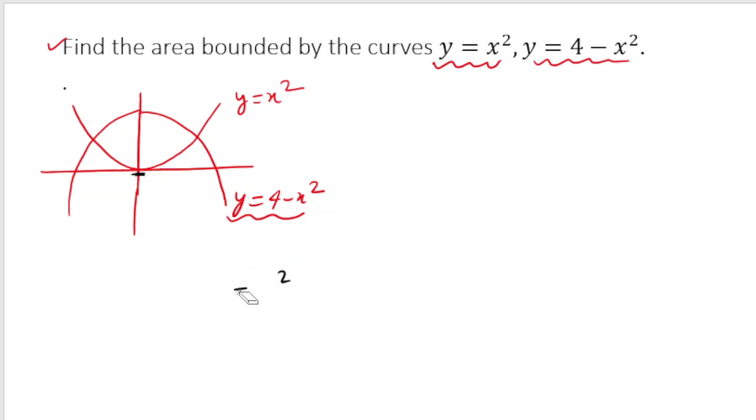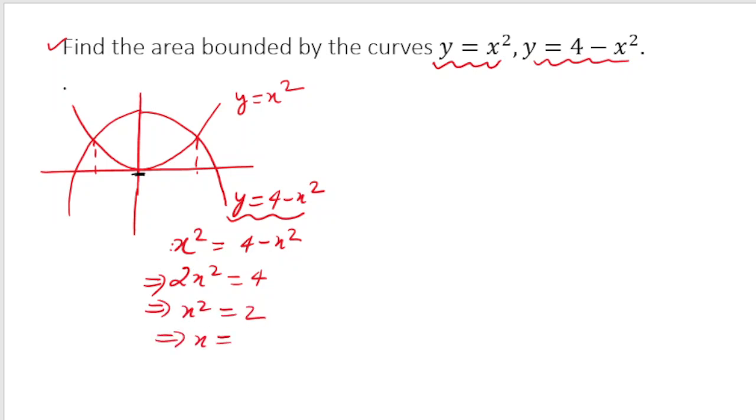So we have drawn the curves y is equal to x square and y is equal to 4 minus x square. One thing that I need to find out is where these two curves intersect. To find this, we will solve both of them together. So y is equal to x square and y is equal to 4 minus x square. So we get 2x square is equal to 4, and this gives x square is equal to 2. So we get x is equal to plus minus root 2. So this point is minus root 2 and this point is root 2.